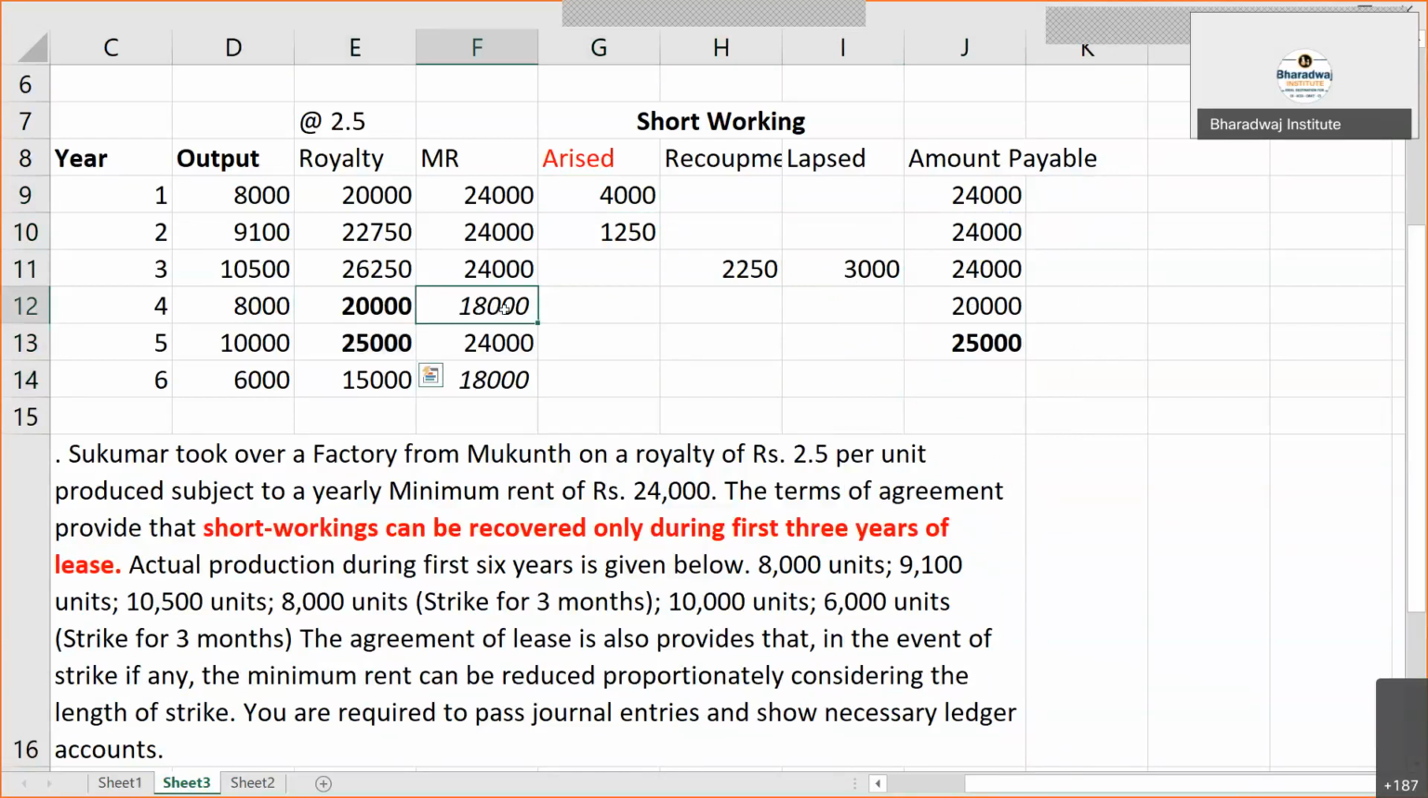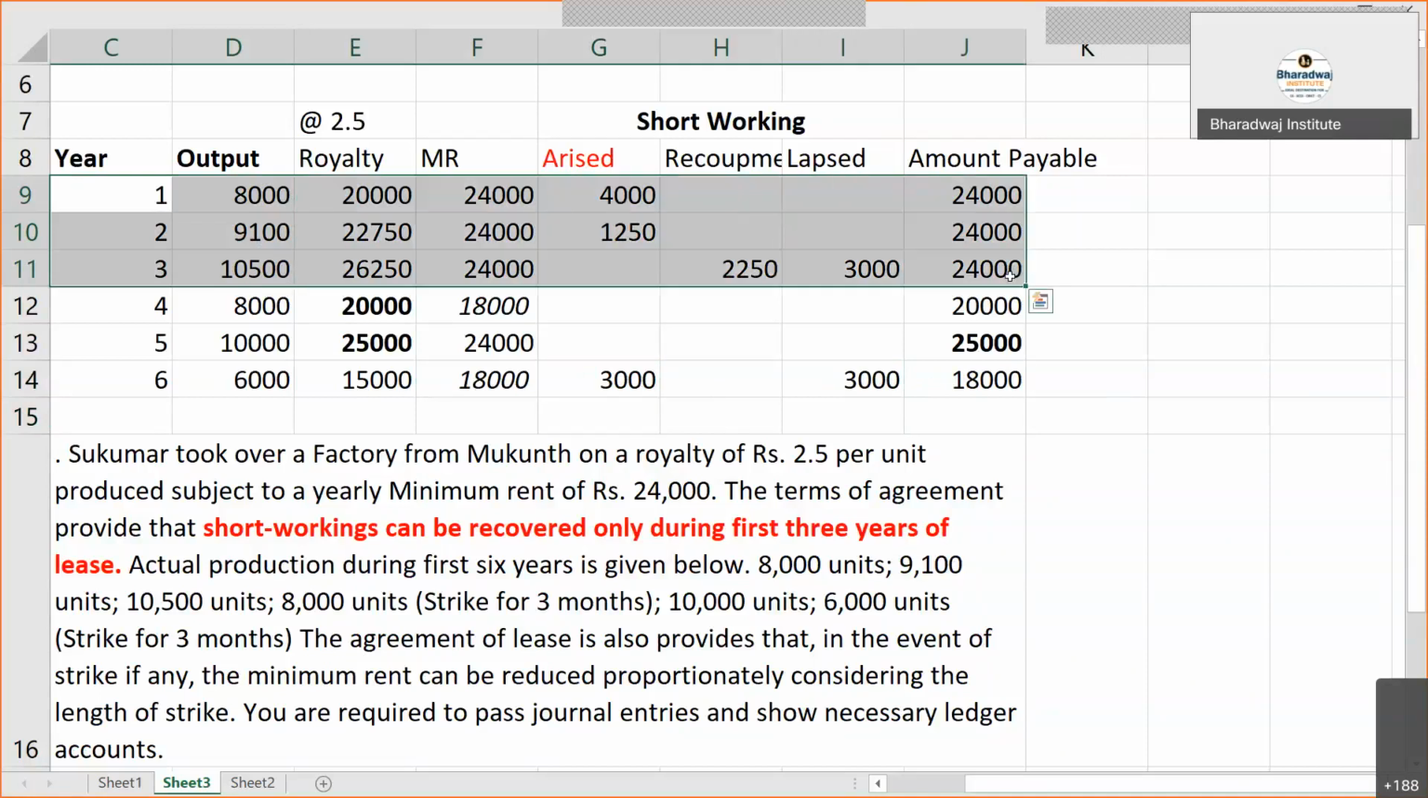It is more than the minimum rent. You have to pay that. Sixth year you find 3,000 of short workings arose, and you have to pay 18,000 to the landlord. Can you recover this short working? No, sir. It will be taken as a lapse, because the agreement provides only during the first 3 years the short workings can be recovered.